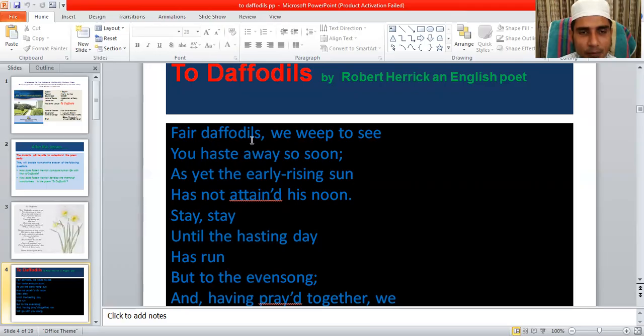He says, "Fair daffodils, we weep to see you haste away so soon." Haste means hurry. You hurry away so soon. The poet in the first line tries to say that the daffodil flower is very beautiful. And he says, "Fair daffodils, we weep to see you haste away so soon." That is why we weep to see your hurrying.